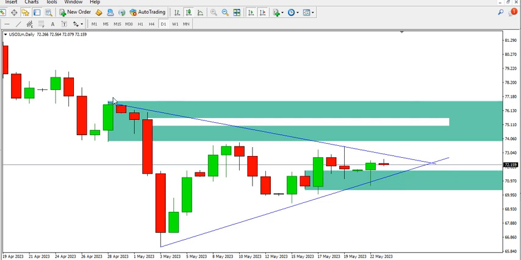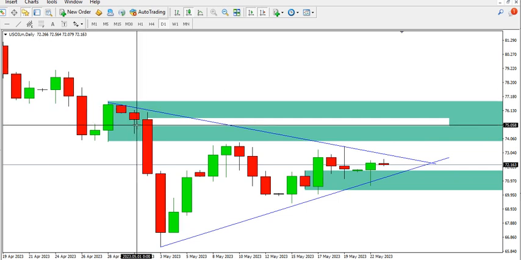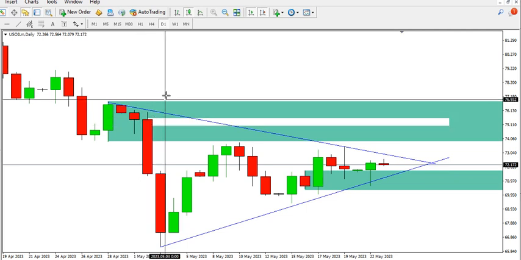But if price pushes to the top, we have this particular order block around here. I'm talking about the 75.027 level that could serve as resistance to price.